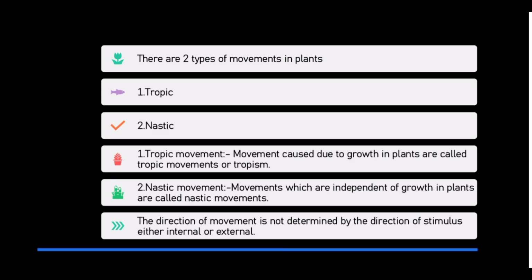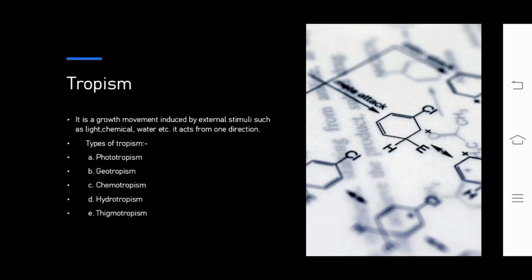The direction of movement is not determined by the direction of stimulus, either internal or external. So, this is how the division of the movements of plants is. Tropism is a growth movement induced by external stimulus such as light, chemical, water, etc., which act from one direction. There are five types of tropism: phototropism, geotropism, chemotropism, hydrotropism, and thigmotropism. So, we are going to see one by one.